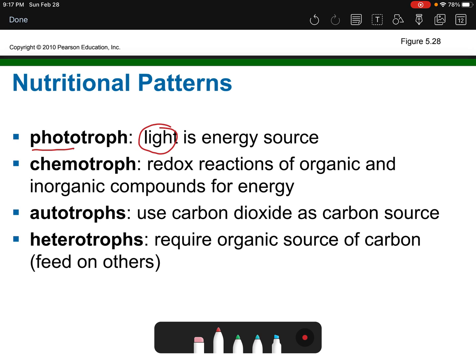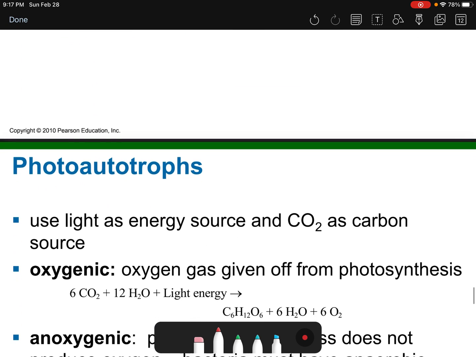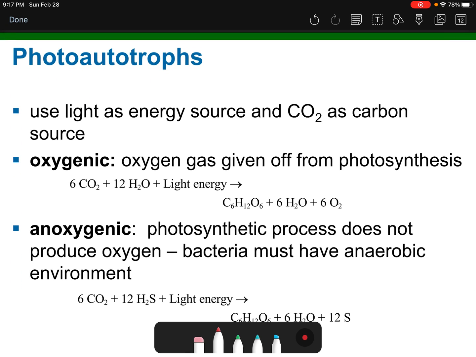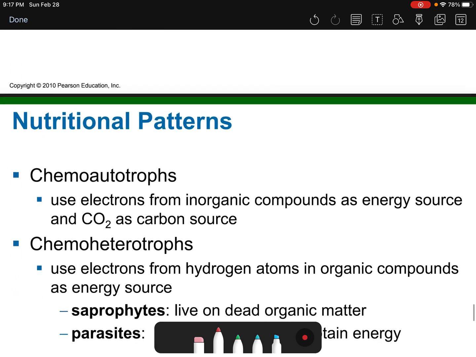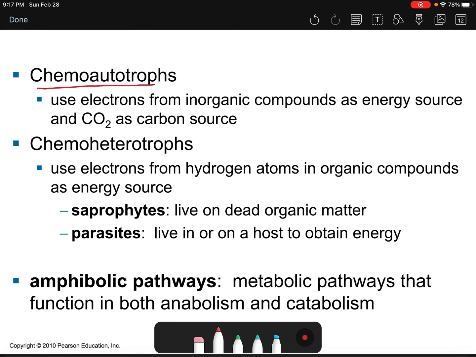Using breakdown of organic and inorganic compounds for chemotrophs, and then autotrophs. They usually use carbon dioxide as their carbon source. Heterotrophs feed on others, so they require an organic source of carbon for their energy source. Photoautotrophs use light as a source of energy and carbon dioxide as their carbon source, so they're going to use photosynthesis. Okay. Chemoautotrophs use electrons from inorganic compounds as an energy source, and their carbon source is CO2.